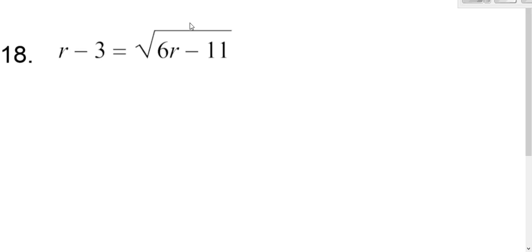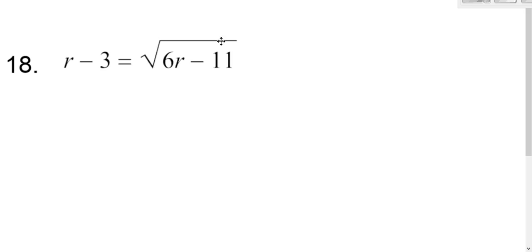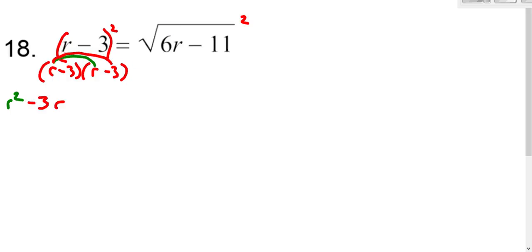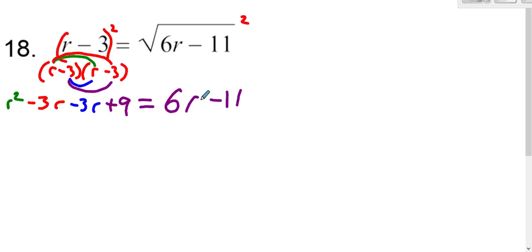Unlike last example, this is already isolated, so we don't need to move anything. You just start squaring. So when you square r minus 3, you have to actually FOIL it out. So write it times and FOIL it. So r times r. And then r times negative 3. Then negative 3 times r. And negative 3 times negative 3. Equals, the squared cancels the square root, so that's just 6r minus 11.